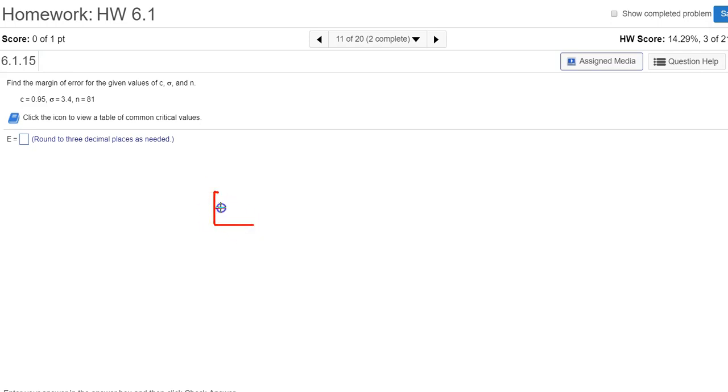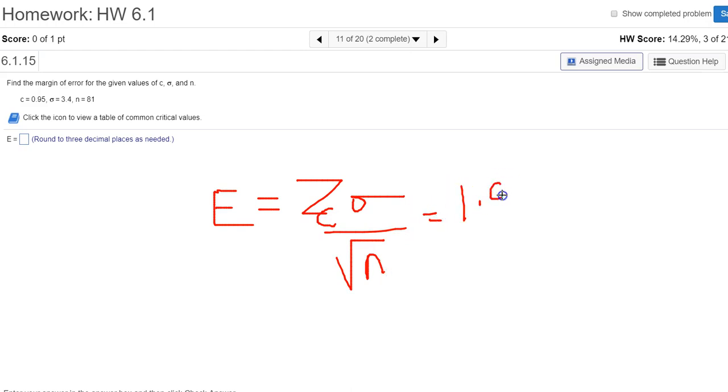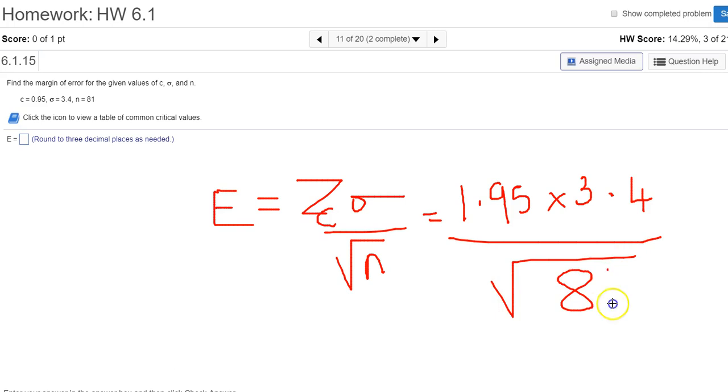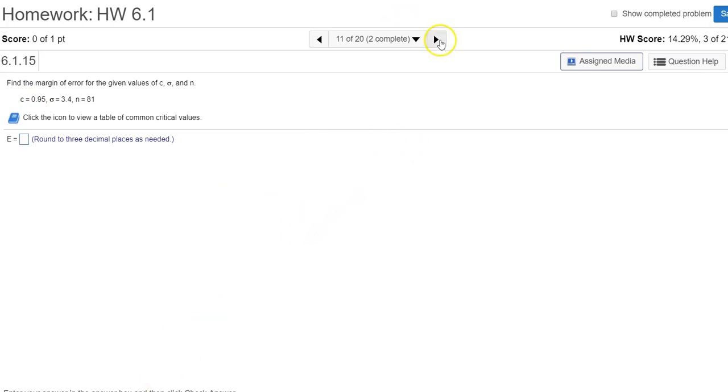So it kind of goes off when I change it. So ZC times standard deviation over square root of n. My critical value is 1.96. Standard deviation is 3.4 and square root of 81. Okay? So that's how you calculate the error. I'm not going to do the math right now just to save us more time, but this is how you're supposed to do it. You're going to plug into the formula and calculate your critical value ZC like I just showed, and then plug it in there. Okie dokie.